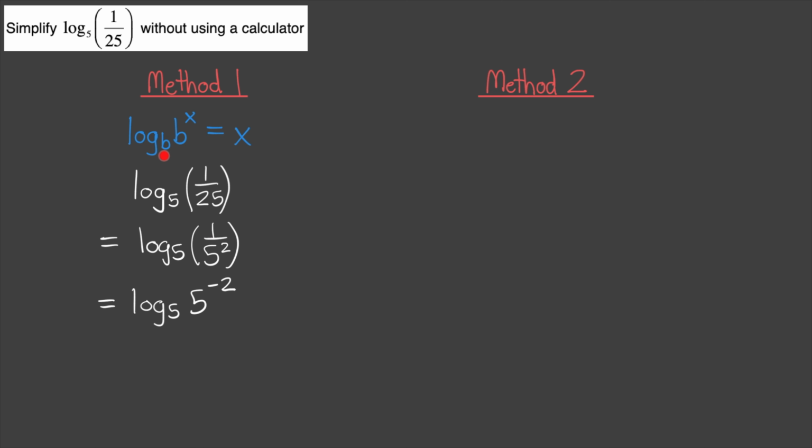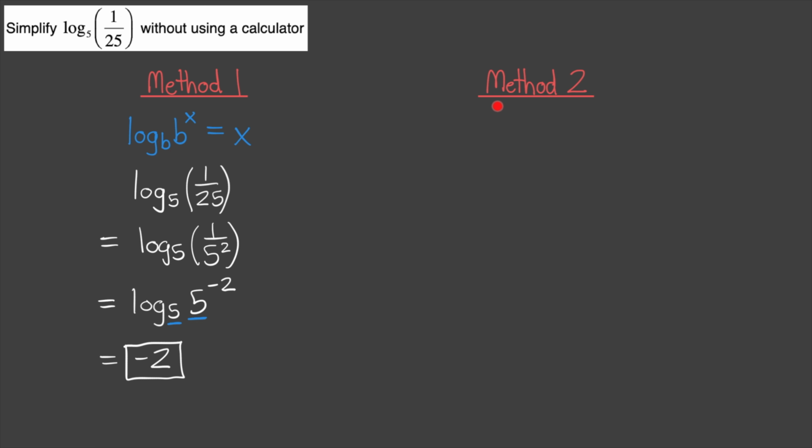This mirrors our log rule here, which is log base b of b to the x equals x. So notice the base here and the argument are the same. So they cross out essentially, and we're left with negative 2. So this log simplifies to negative 2.